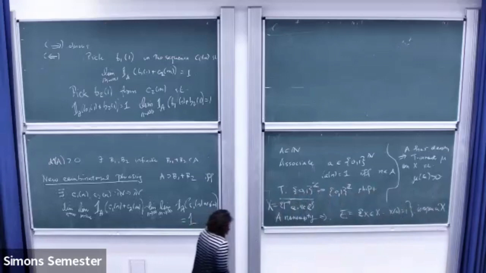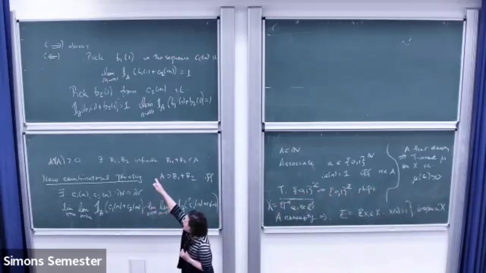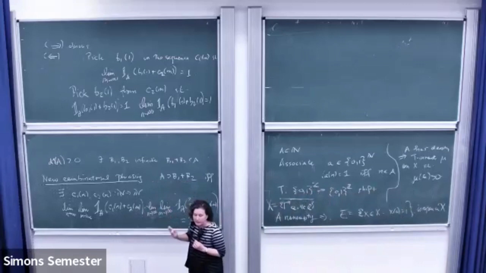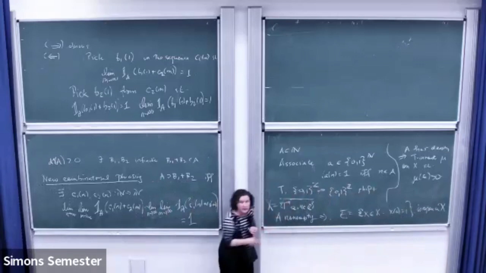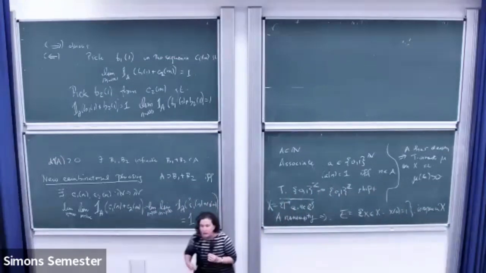And what this translation tells me is that if I'm looking at the set A, as in the statement, A contains B1 plus B2 with B1 and B2 infinite, if and only if there exist sequences such that when I look at the indicator function of the set, which corresponds to this point A in the system, and you take these iterated limits, you land inside E. Okay, that's what the indicator function is telling me.